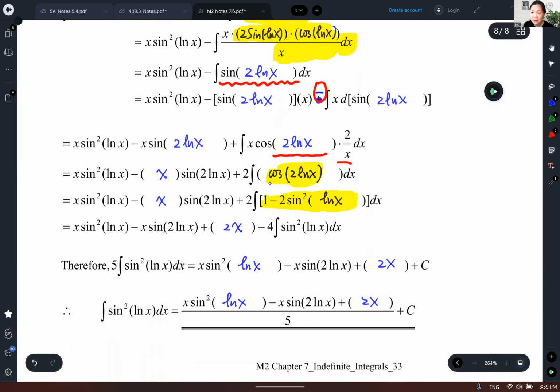Again, you can practice this later. I don't think our exam will go to this extent. Okay. So that is the last part of integration by parts.